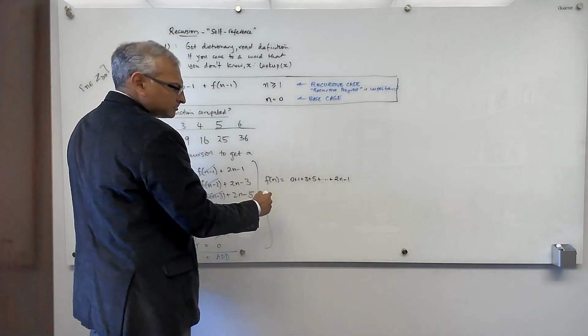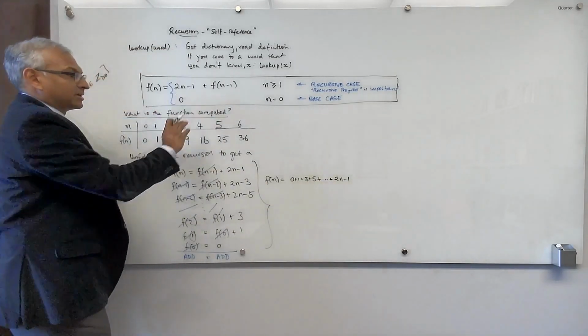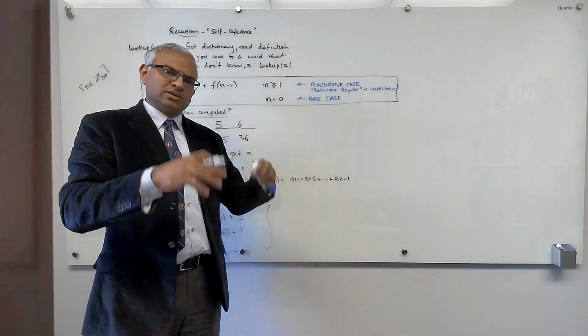So, I don't have a formula for f of n, but at least I have something that's not a recursion. Okay, so this is an example of a sum. We'll deal with sums later.